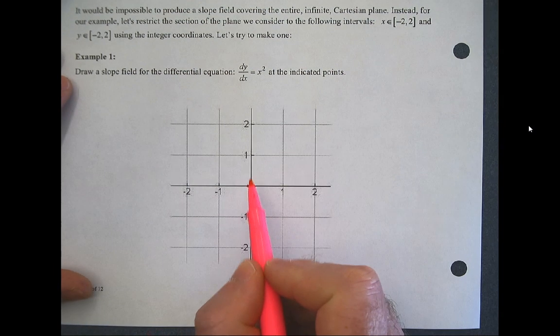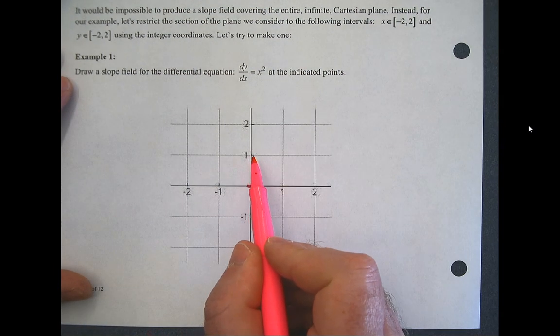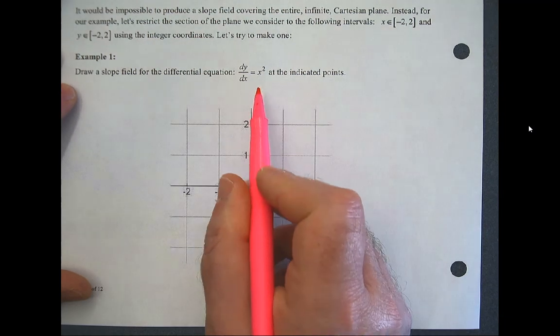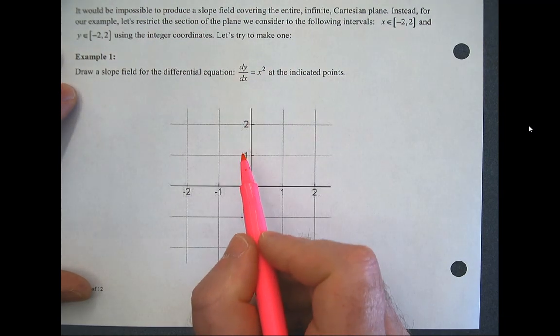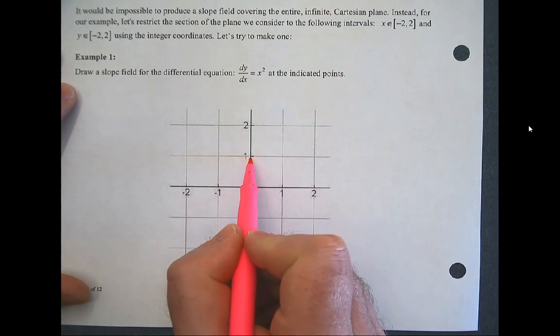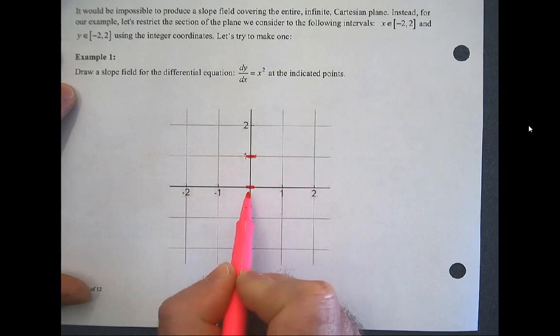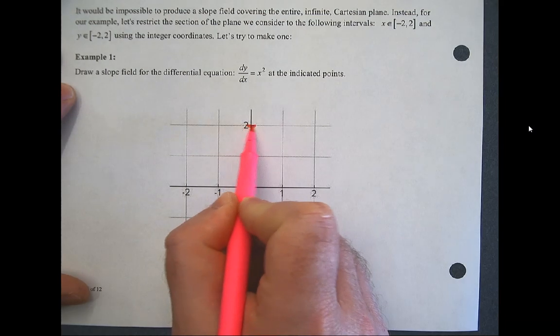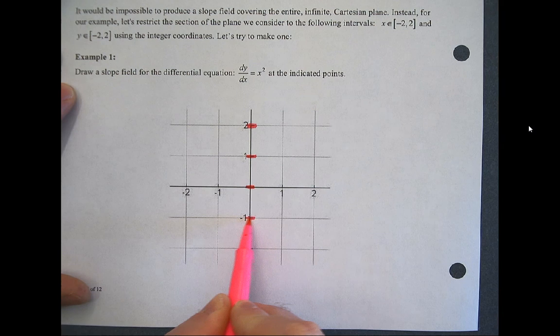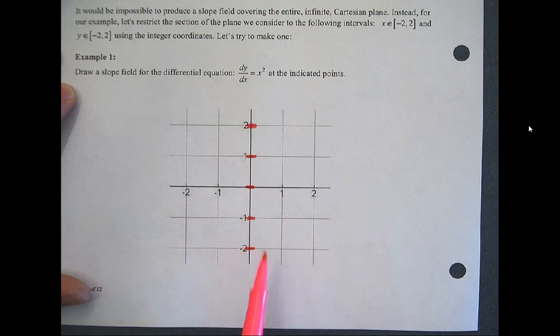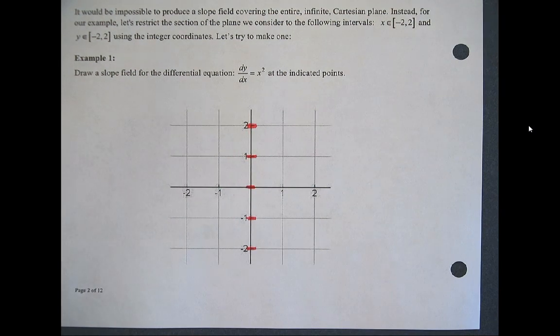Let's go to the next point that makes sense, which would be (0, 1). At (0, 1), again, we're only plugging in x values, so we're only plugging in the 0 again. 0 squared is 0. So I'm drawing a little bit of a tangent line. And now I'm going to go quick here because all of these have x values that are 0.